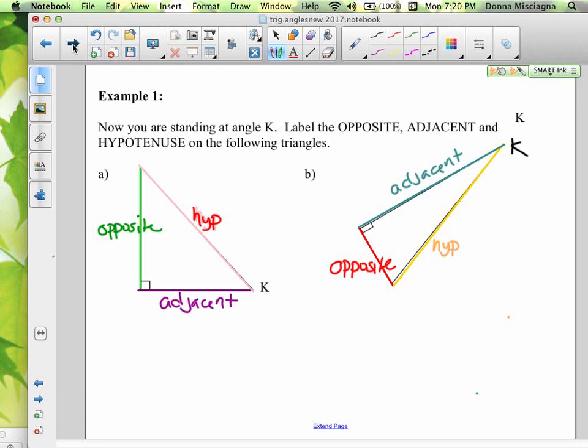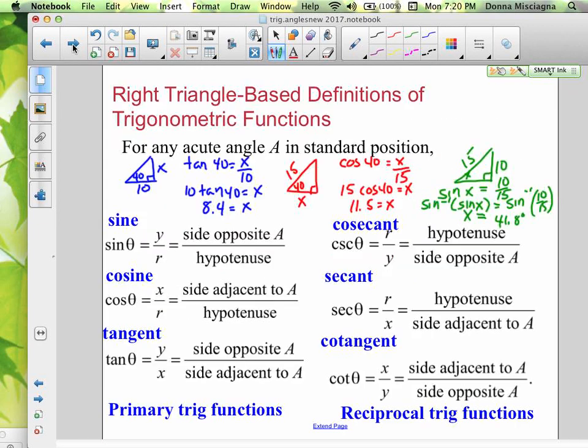So you learned 3 trig ratios. We're going to learn a few more. We're going to learn 6, actually: 3 review and 3 new.